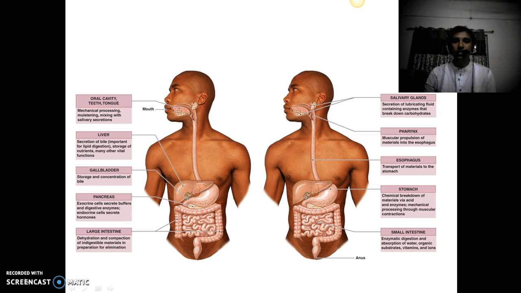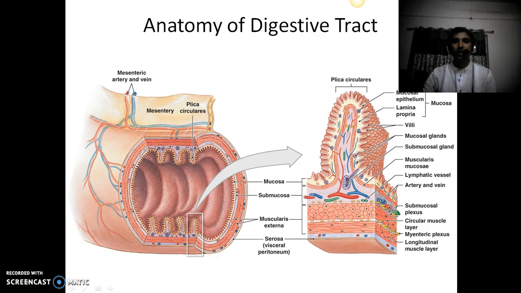Most of the absorption of nutrients and various parts of the food get absorbed from stomach and small intestine. Few of the constituents get absorbed from large intestine also. We'll see it across anatomy of digestive tract.